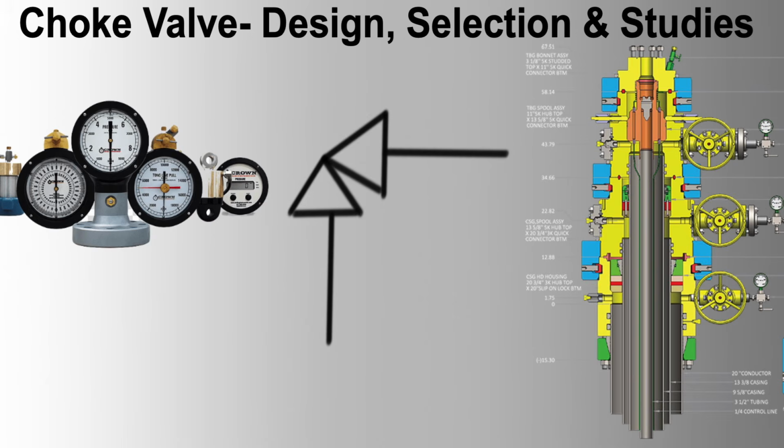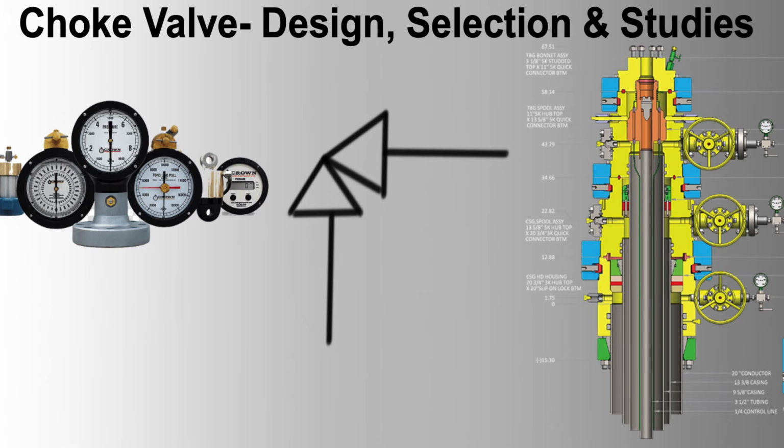4. Issue: data transmission failure. Problem: interruption in data transmission from downhole pressure sensors to the control system. Solution: use redundant communication paths and high-quality cables. Implement wireless telemetry systems where feasible to avoid cable issues.